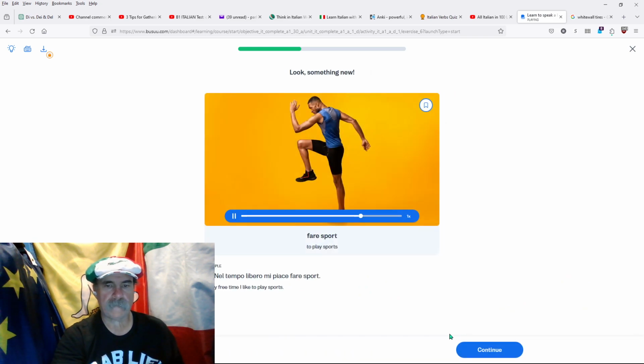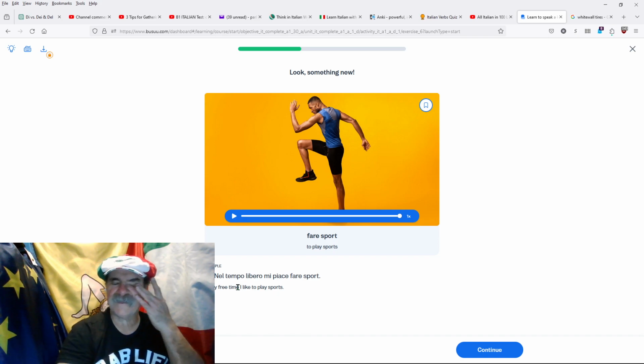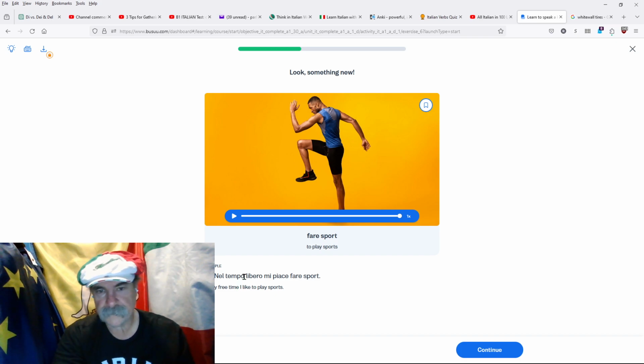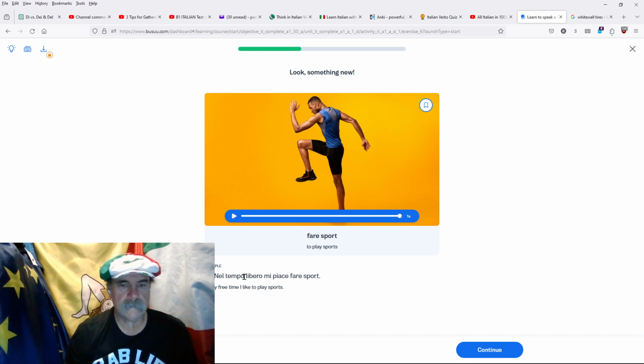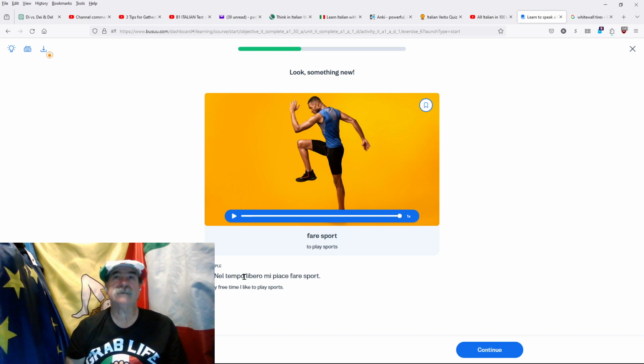Fare sport. And that always cracks me up. Fare sport, fare yoga, fare jogging. I like to do the thing instead of just using the thing as the verb. I guess in English, I'd still go running or go jogging. I guess I wouldn't yoga. I guess I'd still do yoga, practice yoga.